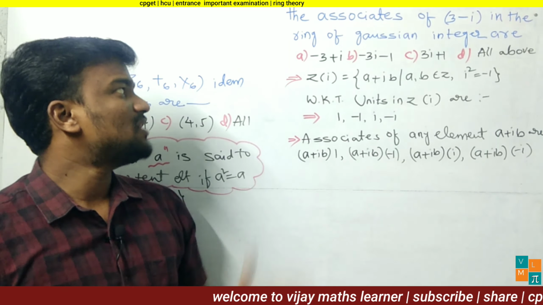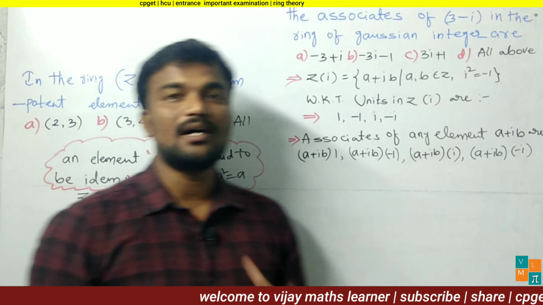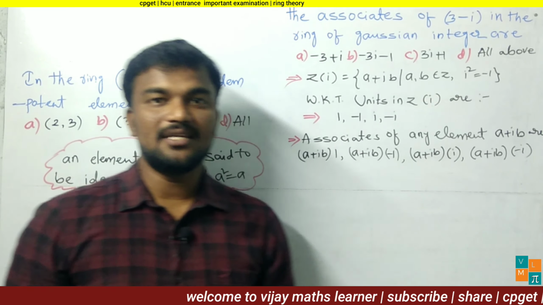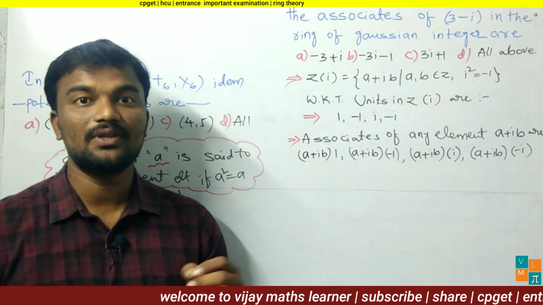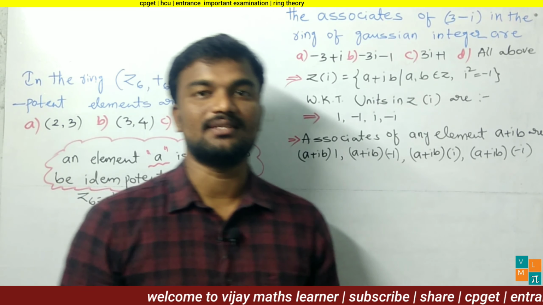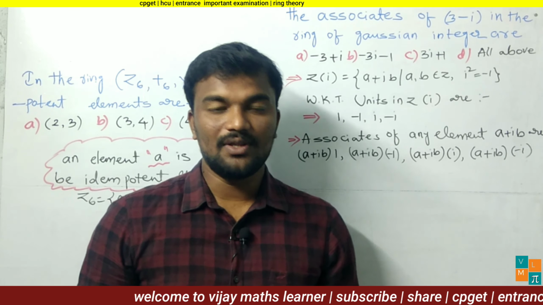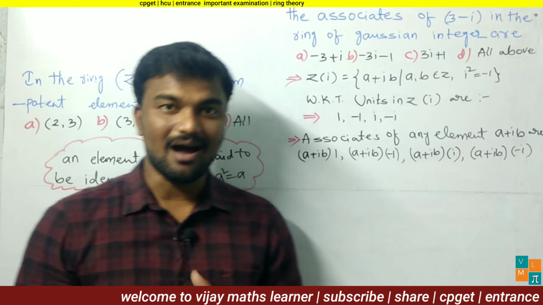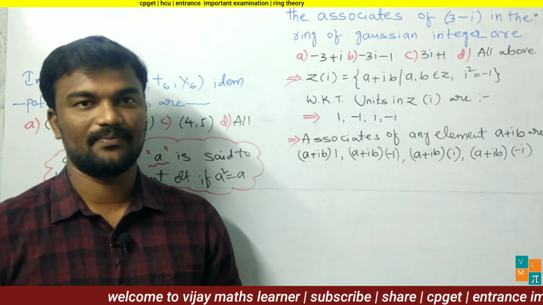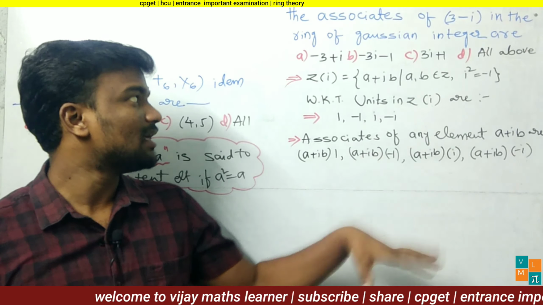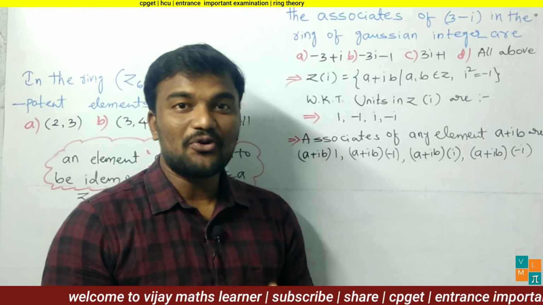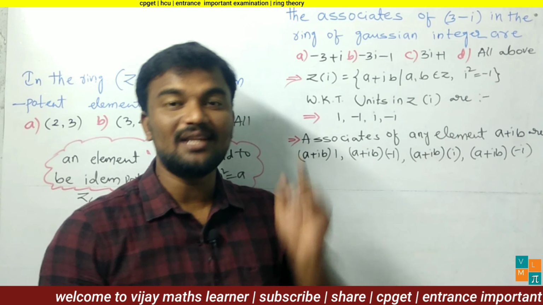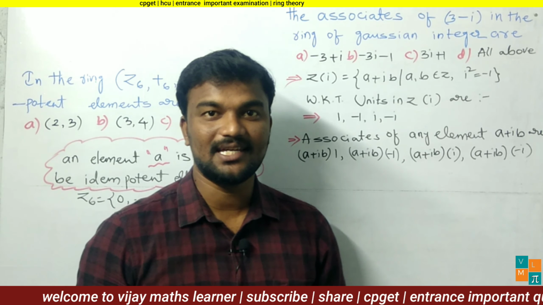Here, see the definition of Gaussian integer. What is meant by Gaussian integer? Gaussian integer means it is a commutative ring with unity without zero divisor, or it is an integral domain. Here we have to find the associates of an element 3 minus i in the ring of Gaussian integers.